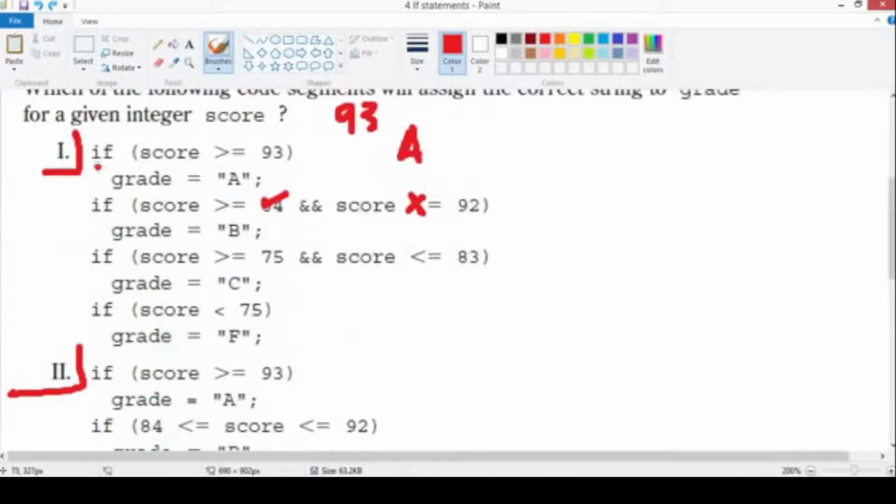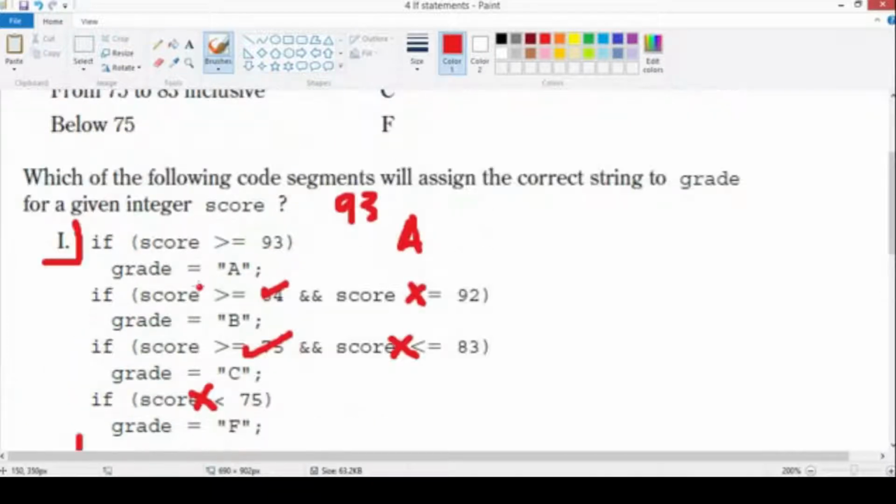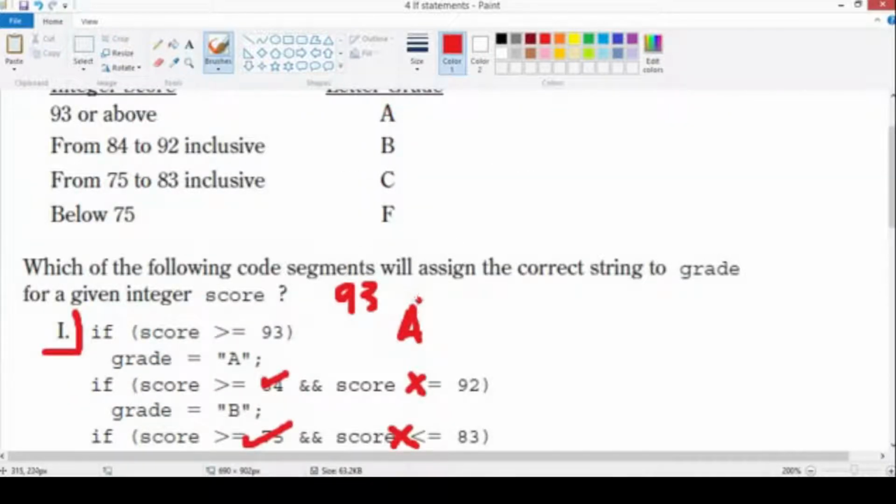Okay, move on. If score is greater than or equal to 75, it is. And score is less than or equal to 83, it isn't. So it doesn't do this part. Grade still A, looking good. If score is less than 75, it is not, so we don't change it to F. There's nothing else here. Is our 93 still an A? It certainly is. Looks like it worked.